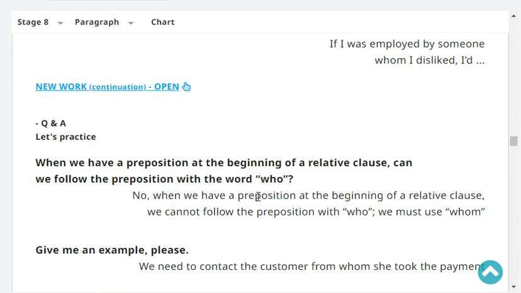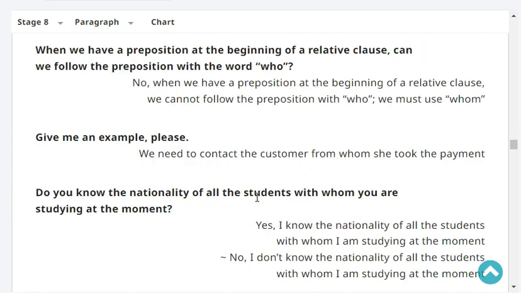When we have a preposition at the beginning of a relative clause, can we follow the preposition with the word who? No. When we have a preposition at the beginning of a relative clause, we cannot follow the preposition with who. We must use whom. Give me an example, please.